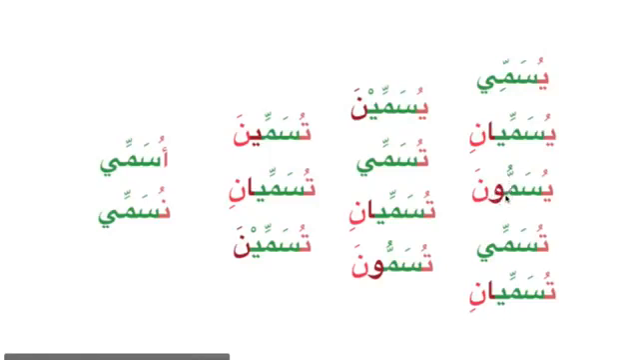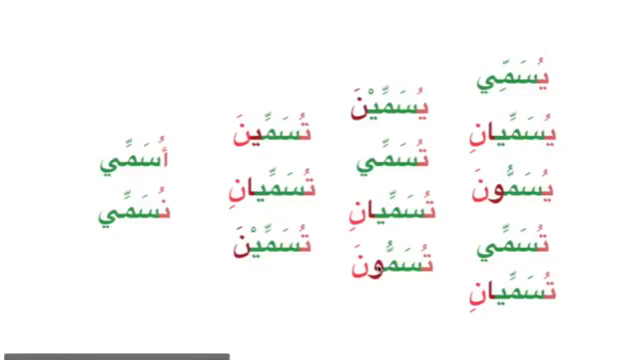Yusammuna. Why yusammuna? Because kasra and waw not compatible. So this kasra is changed into dhamma. That's why we have dhamma here for waw. Yusammuna, tusammi, tusammiyani, and yusammina. So now changes. So just sukun and lam kalima mutaharrik pronoun. Tusammi, tusammiyani, and tusammuna. We know why dhamma here, because kasra and waw not compatible.